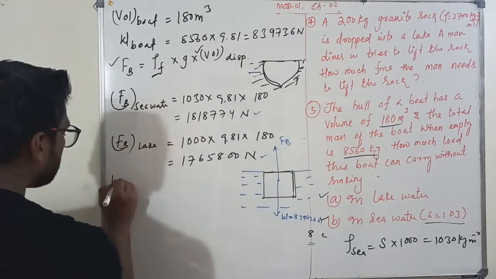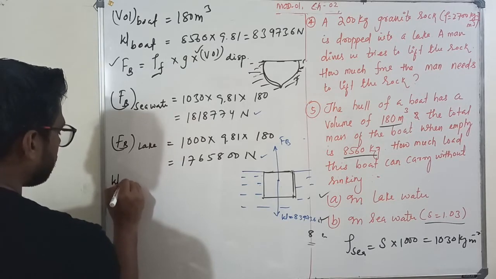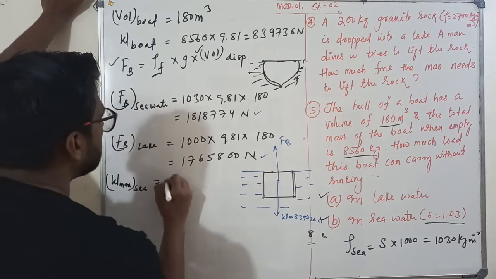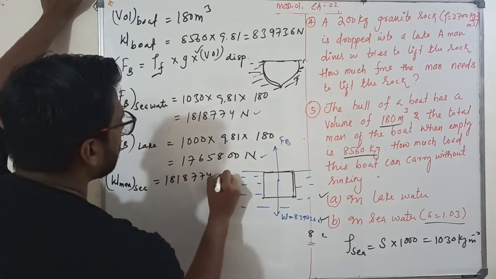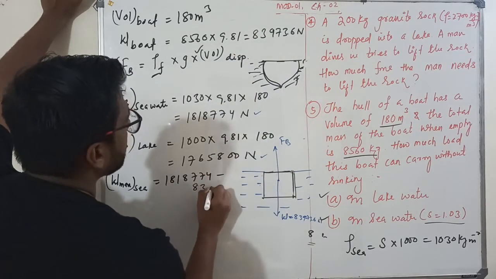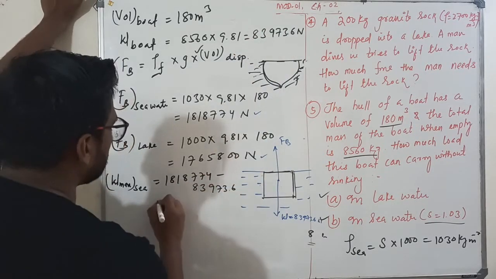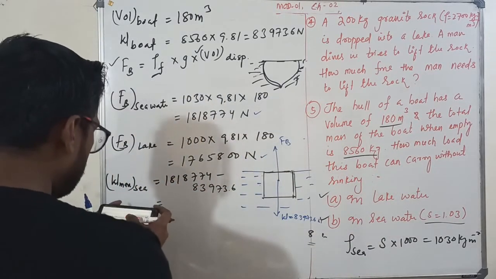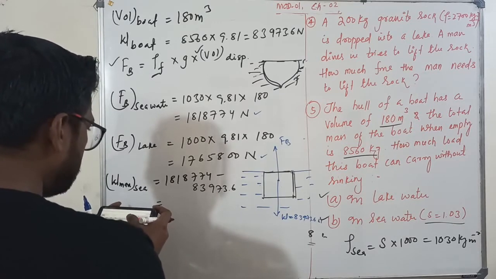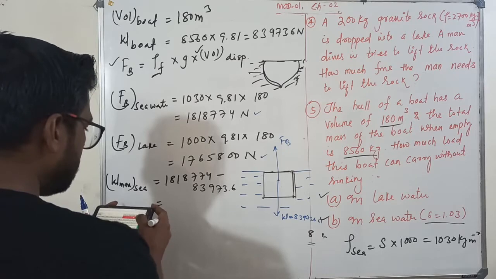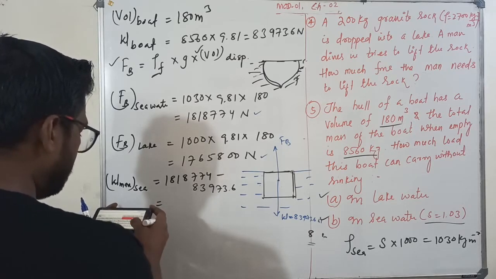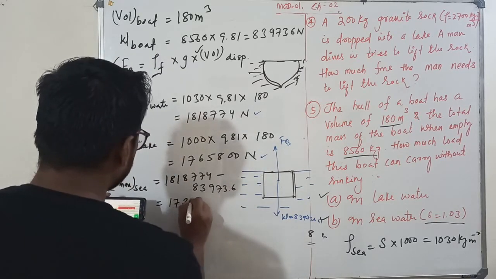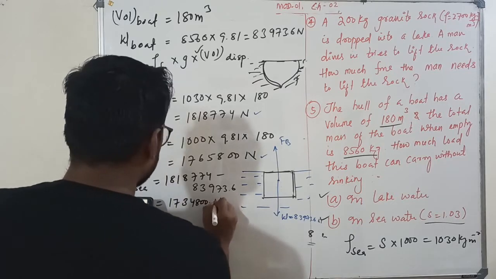Okay. So now let us find the maximum load they have asked. How much maximum weight can it take in seawater? What is the buoyancy? Sir, 1,818,774 minus the weight of the ship, 83,973.6 Newton. So my answer is 1,734,800.4 Newton.